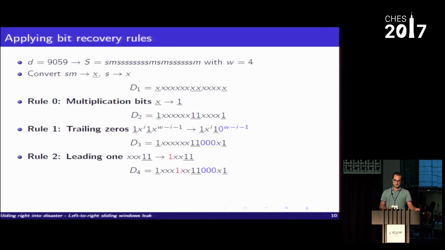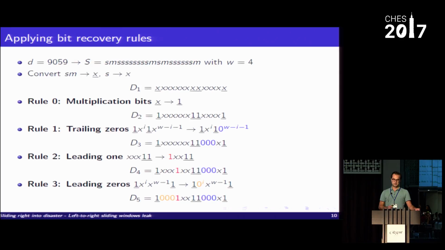Rule two is a bit more difficult to see, but when you think about it, if you see two multiplications right after each other, you know that the leading bit of the first window that you saw has to be a one. Why? If that bit wasn't a one, you would only see one multiplication. So if this red one was a zero, you wouldn't see two multiplications. So this also gives a few more known bits.